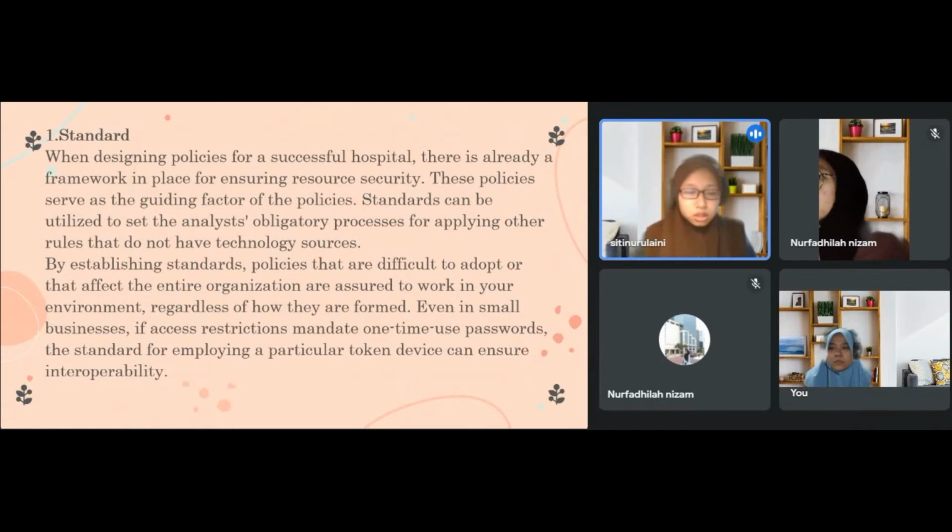Standard can be authorized to set the analysis obligatory process for applying other rules that do not have technology source. By establishing standards, policies that are difficult to adopt or that affect the entire organization are assured to work in your environment, regardless of how they are formed. Even in small business, if access restriction mandate one-time use password, the standard for employing a particular token device can ensure interoperability.